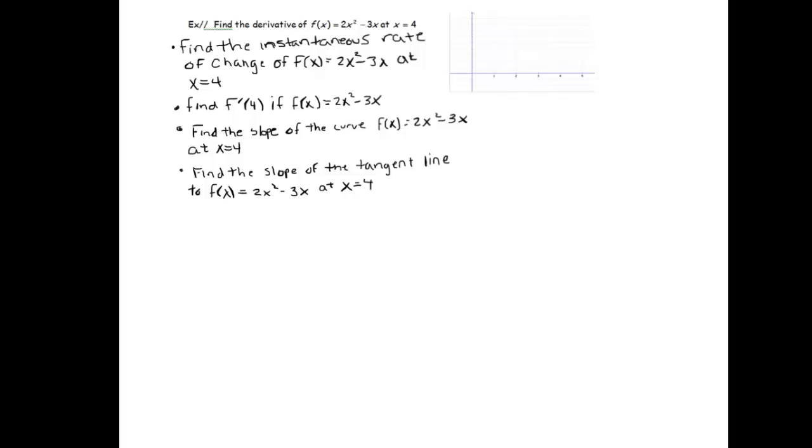So if I say find the derivative of f of x equals 2x squared minus 3x at x equals 4, I could have also asked you to find the instantaneous rate of change of f of x at x equals 4. I could have used different notation. I could have said find f prime of 4, which is just concise notation for the derivative of f of x at x equals 4. I could have said find the slope of the curve at x equals 4. And I could have said find the slope of the tangent line. So those all are asking the exact same question.